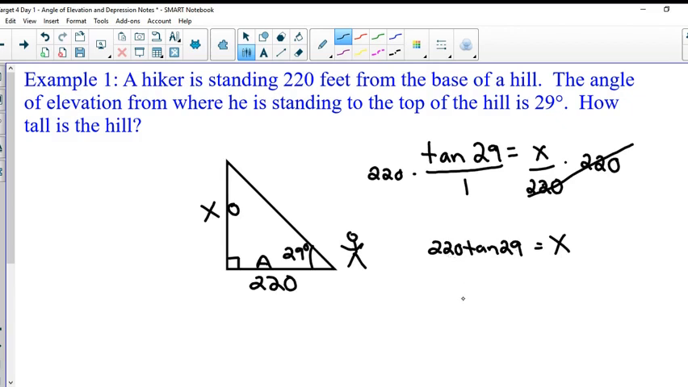Now make sure the calculator is in degree mode. So if you don't have it there, hit your mode button. Make sure you're in degree mode. Type in your 220 tangent 29 and you should get 110.9. We will round to the nearest tenth, 110.9 feet. Okay, any questions there? You can go ahead and read through it again, look over how we solved it, and then we'll move on to the next problem.